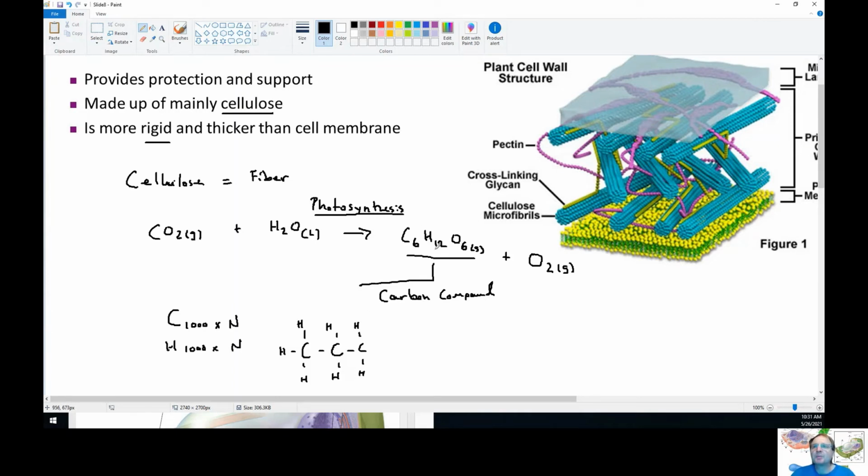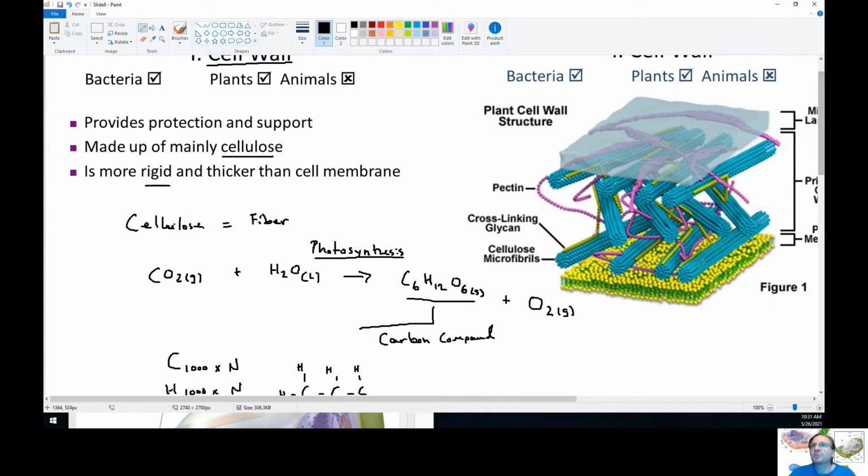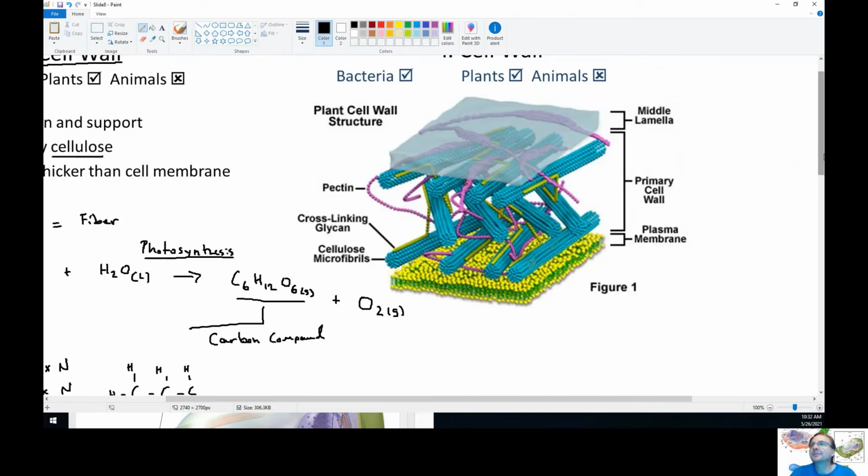We're burning this carbon compound through cellular respiration, or glucose. We can also burn cellulose. Cellulose is an incredibly important structure for plants. Again, it can actually be found in some bacteria, but definitely not found in animals. How would that even be possible?